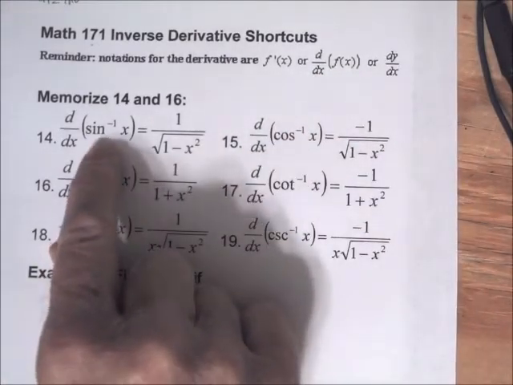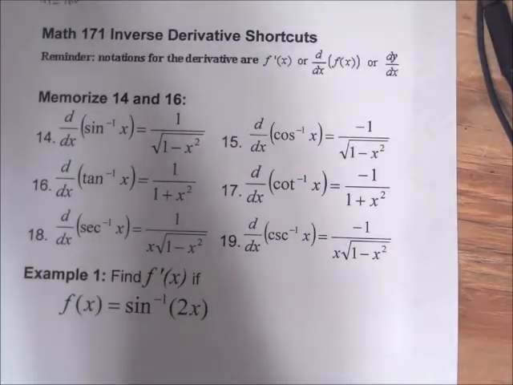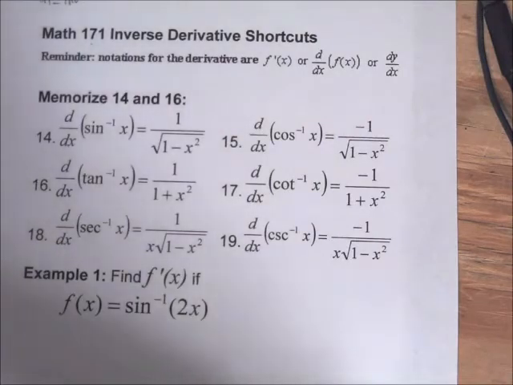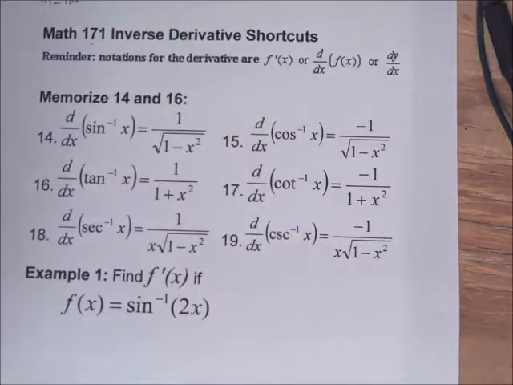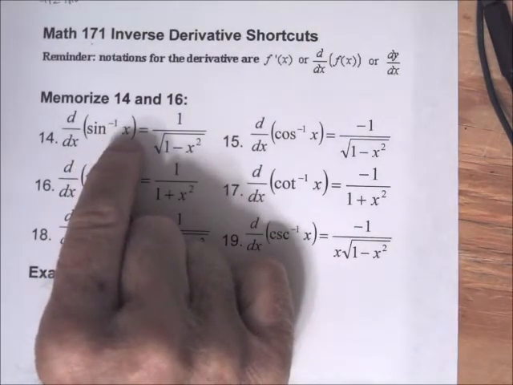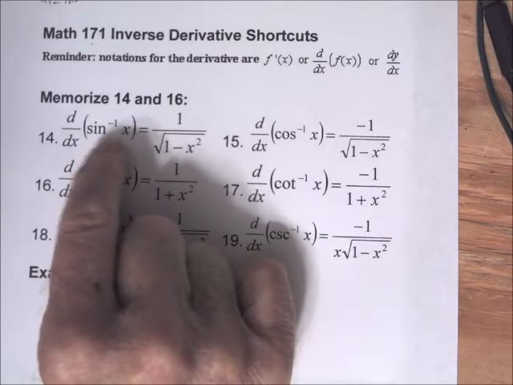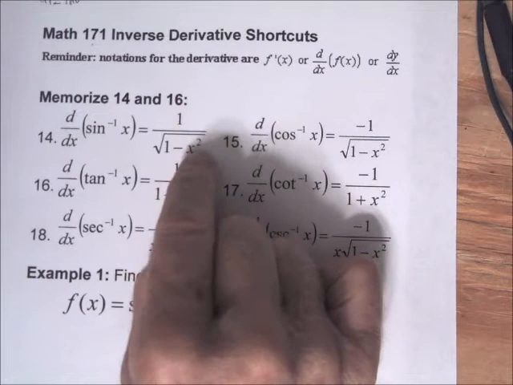So the derivative of sine inverse, remember this is a function inverse, not a multiplicative inverse, but the notation is the same, but this is a function inverse. So you can think of it as the angle whose sine is x. Anyway, the derivative of sine inverse of x is 1 over square root of 1 minus x squared.